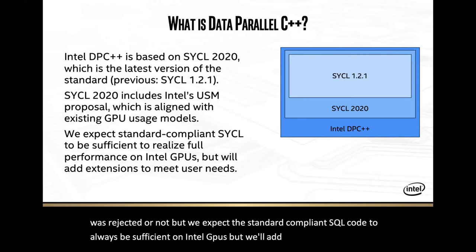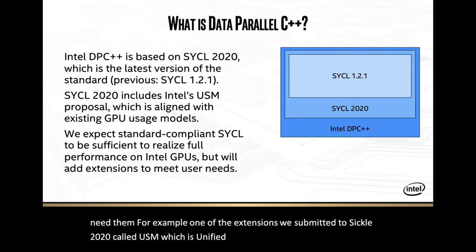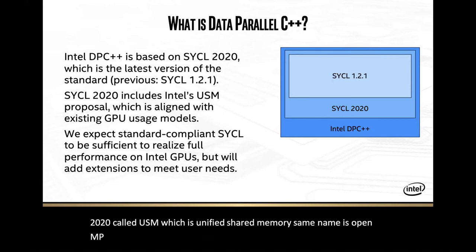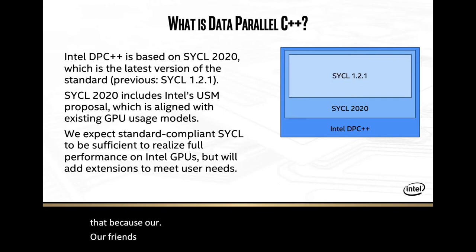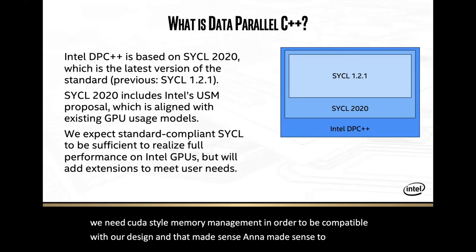when users need them. For example, one of the extensions we submitted to SYCL 2020 is called USM, which is Unified Shared Memory, the same name as in OpenMP 5. I'll show later that it basically gives you malloc and pointers. We did that because our friends in DOE working on Kokkos, et cetera, said, we need pointers. We need CUDA-style memory management in order to be compatible with our design. That made sense, and it made sense to the SYCL community. So now that's standardized.